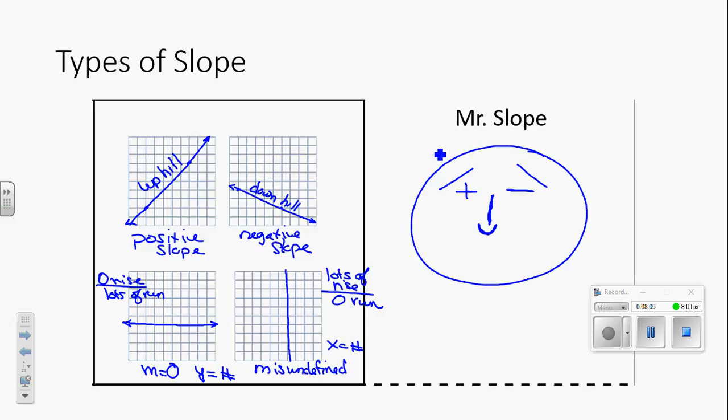It can help you remember because it's so silly. Draw them a couple times, doodle. So the last line that we haven't done is our horizontal line, right? So let's draw our horizontal line. That's going to be his mouth. Now, a horizontal line has what kind of slope? 0. So those are going to be his dimples.